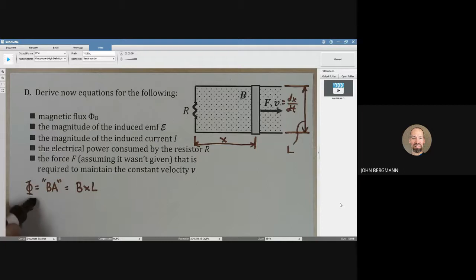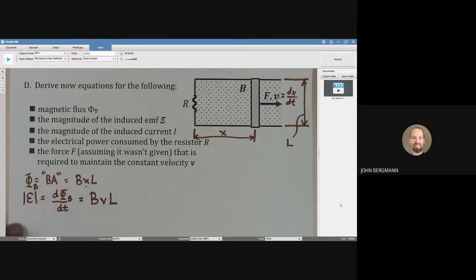We just want the magnitude here. Lenz's law would have a negative sign there, but we're not worried about that for right now. We want to use Faraday's law, which says that the magnitude of the induced EMF is the time rate of change of the magnetic flux. Well, there's the magnetic flux. What's the time rate of change of that? Well, the time rate of change of position is v. There you go.